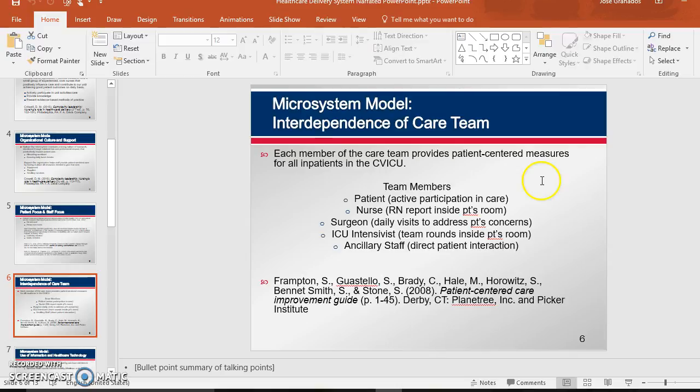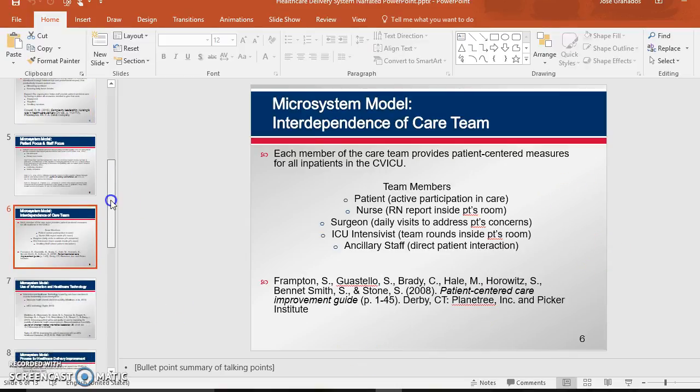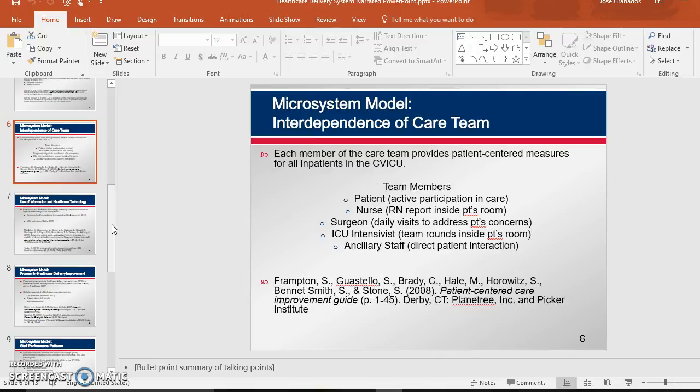Next slide is interdependence of care team. There are several members of the patient's care providers. But first and foremost, the patient is one of the members of this team. We actively seek patient participation in their own care. The second team member of this is the nurse. The nurse is actually the one who gives most of the patient's direct care.